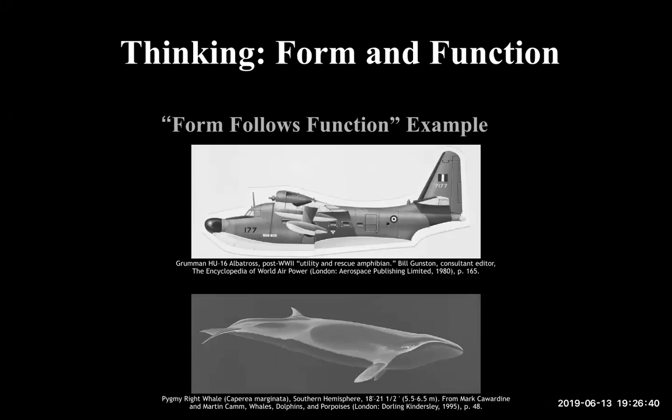An example of this from our book is the post-World War II utility and rescue amphibian. The designer of this looked to other things that work in the environment in which this vessel was supposed to work, the ocean, in his design of it. So you can see some similarities between the whale and the albatross.